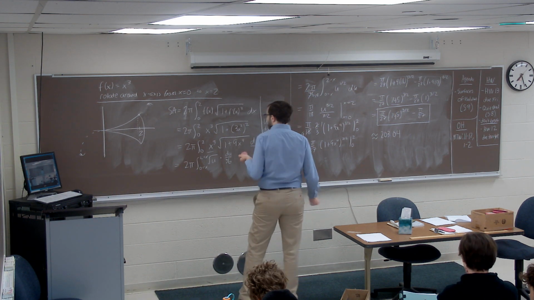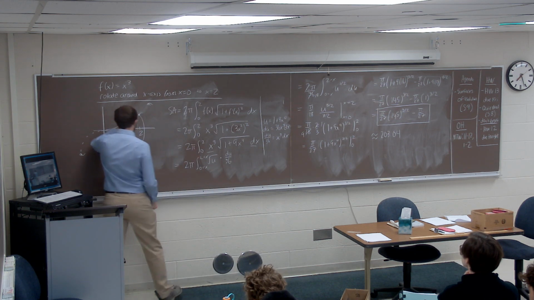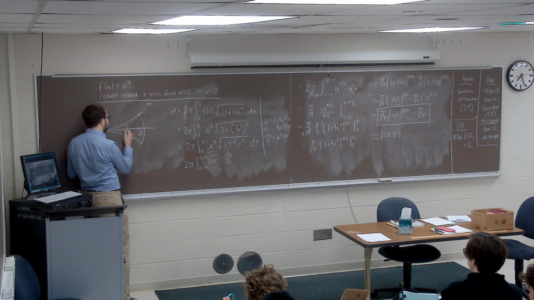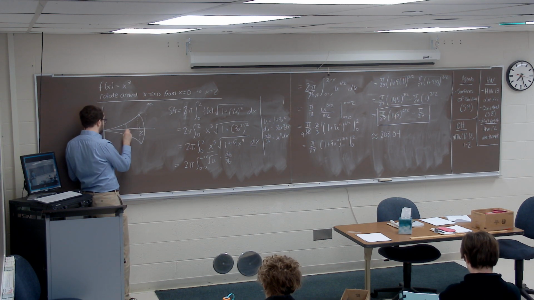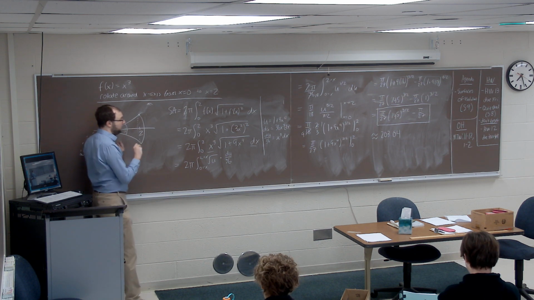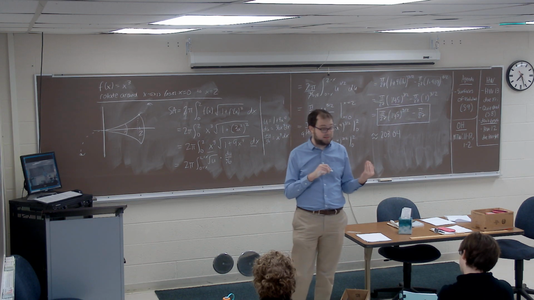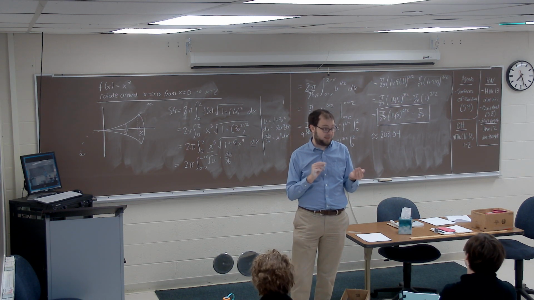But the idea is, when we take our curve and spin it around the x-axis, what we're really doing is taking these infinitely many little circles from between x equals 0 and x equals 2, and adding up all of their circumferences in order to get the surface area of this thing.